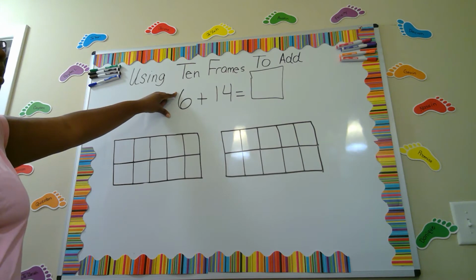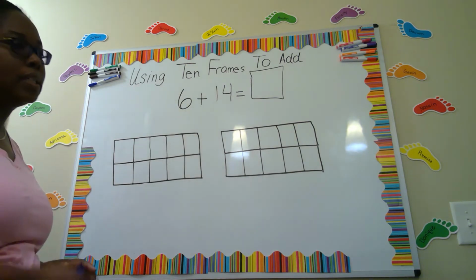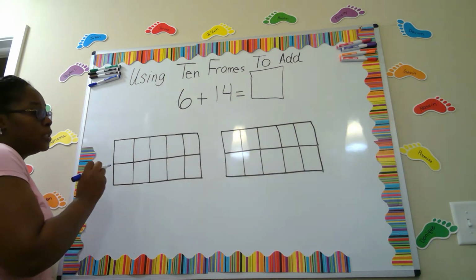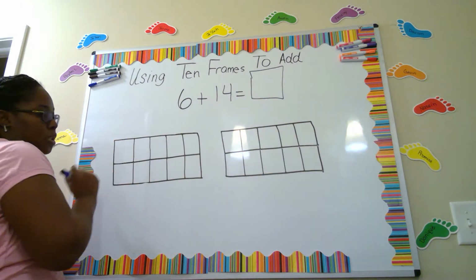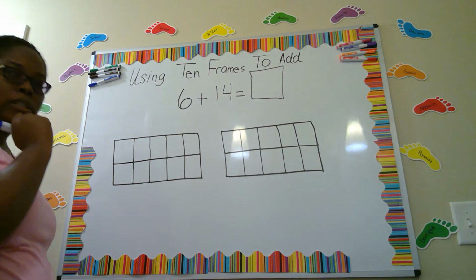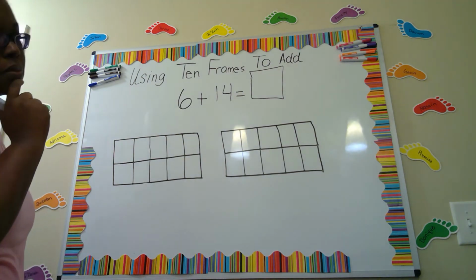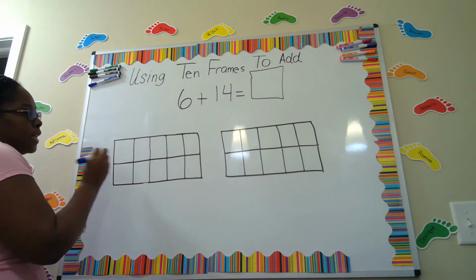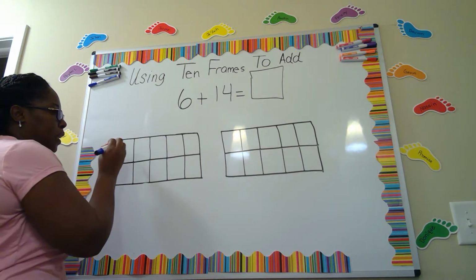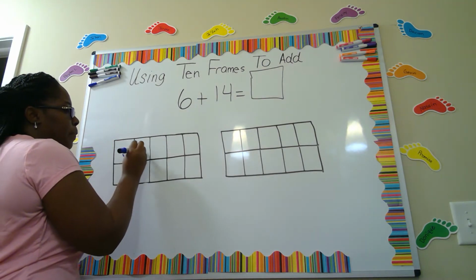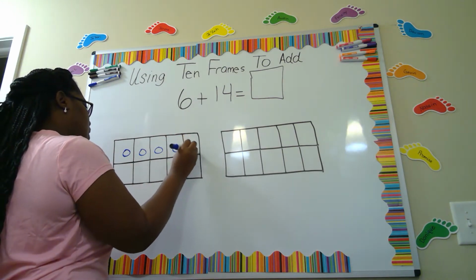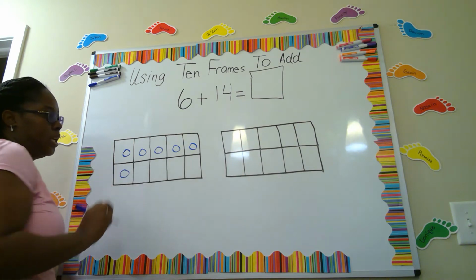My first addend, or my first partner number, is 6. So I'm going to come over and I'm going to draw out 6 counters. So everybody get one of your crayons. Okay, and draw out 6 counters in our first 10 frame. So let's count it out. 1, 2, 3, 4, 5, 6.